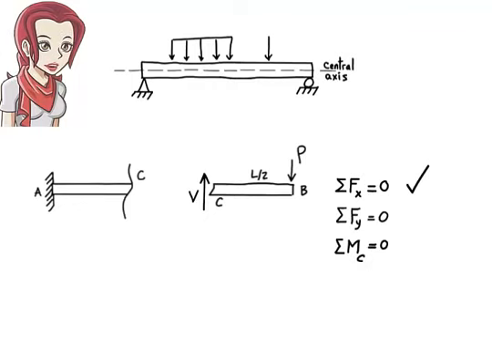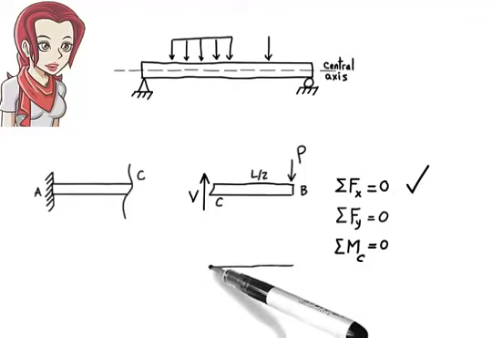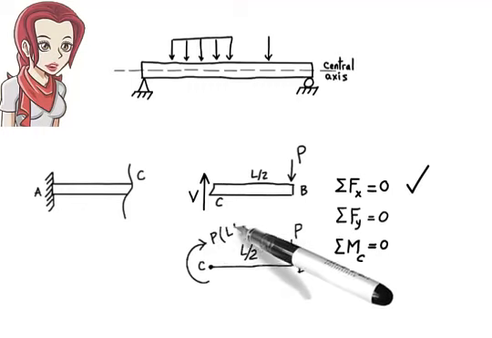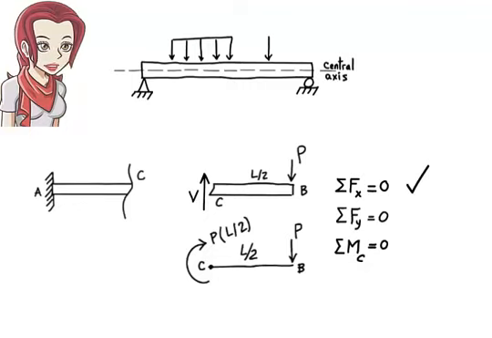To satisfy the third equilibrium equation, it is important to recognize that P creates a bending moment about point C. The moment has a magnitude of P times L over 2 and a clockwise direction. For the sum of the bending moments to be 0, there must be a bending moment present at C. The magnitude of this moment must be equal to the magnitude of the moment that P creates about C. The two moments, however, must act in opposite directions in order for their sum to be 0. Let's denote the bending moment at point C as m.